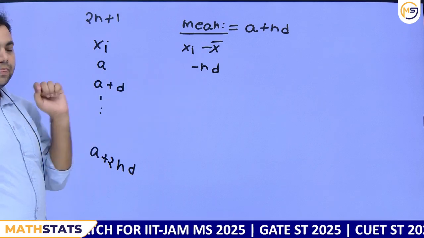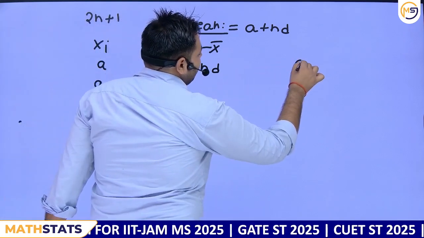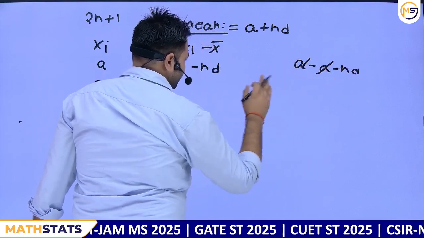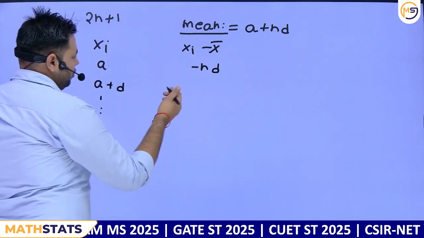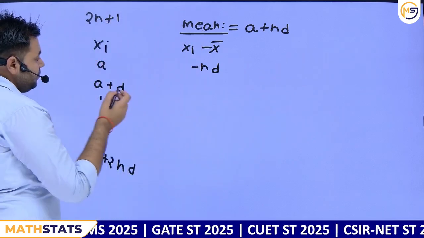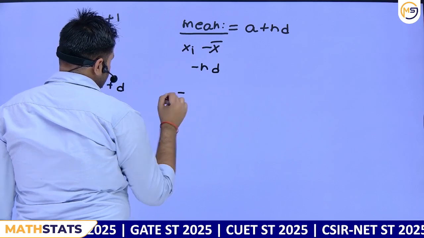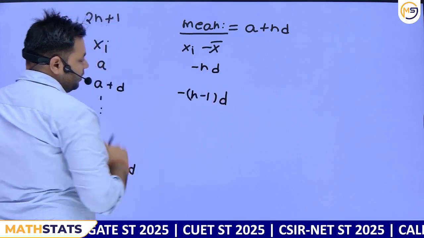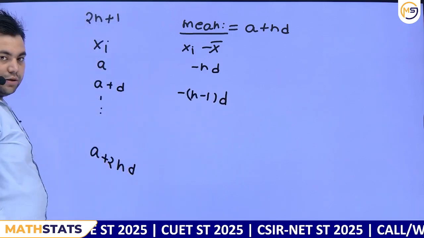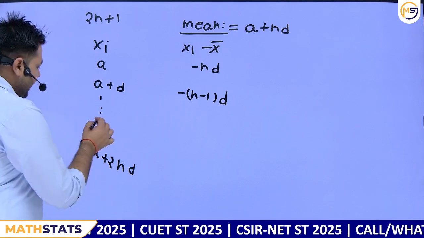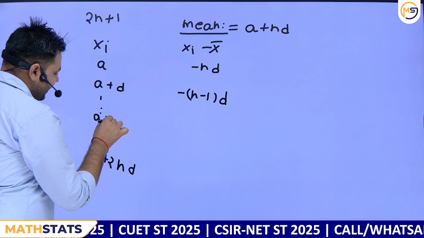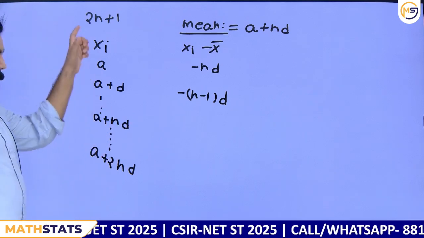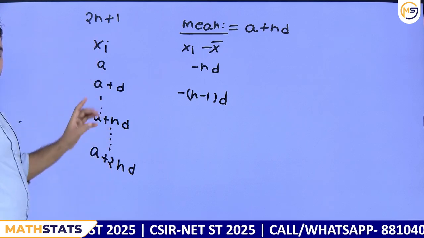Okay, a minus a minus nd, what is this? This is equal to minus nd, right? So again you find minus n minus 1 into d, right? Minus n minus 1 into d. Okay, and here remember one term is a plus nd. In this series xi, one term is a plus nd.